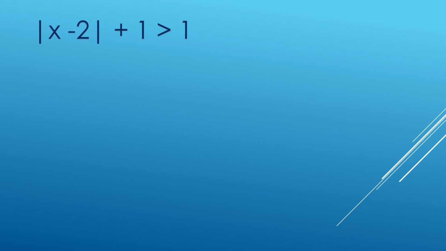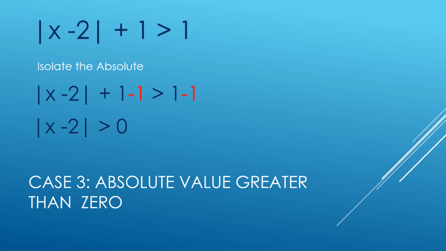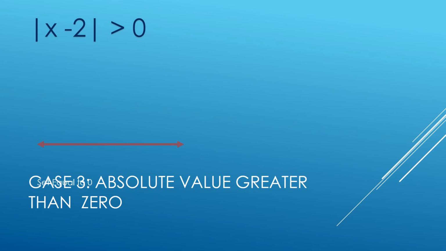Let's look at this one. Here, we have the absolute value of x minus 2 plus 1 is greater than 1. Again, we'll isolate the absolute value. So we'll subtract 1 from both sides. And now we get the absolute value of x minus 2 is greater than 0. Well, this falls into case 3, the absolute value greater than 0. So remember, what we have to do here is drop the absolute value bars and set it equal to 0. So again, we add 2 to both sides. And again, we get 2.